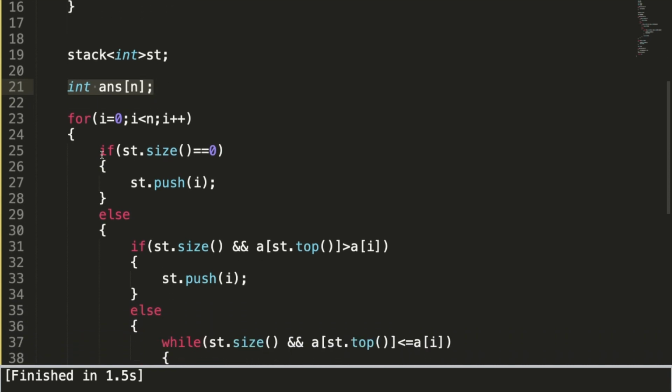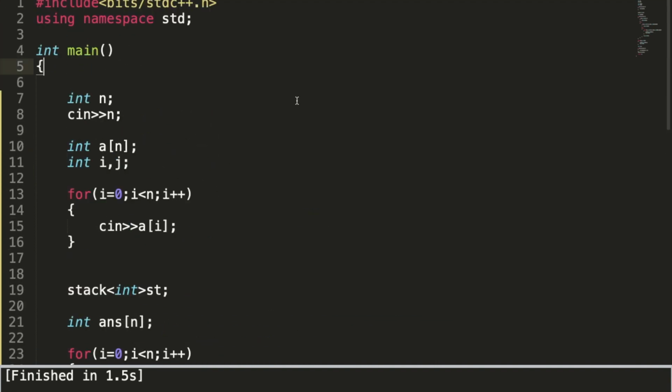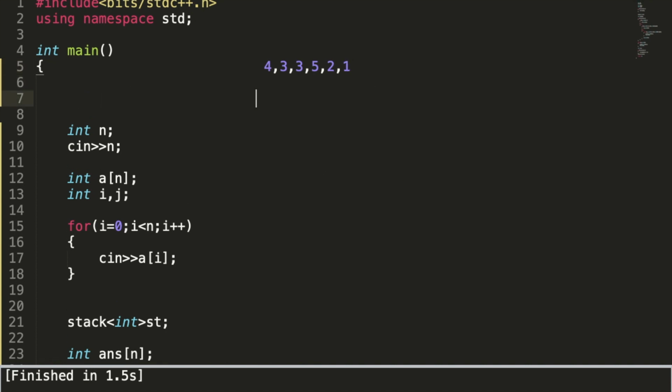Fine. Now we are going to check: if stack size is equal to 0, then we push the element in the stack. Then we have two options. For example, I am writing the same example, 4 3 3 5 2 1. Here comes the first element 4. I am going to put it into the stack. This is my stack, I am going to write it here. The stack is empty, now I am going to put 4. Now I come to 3.